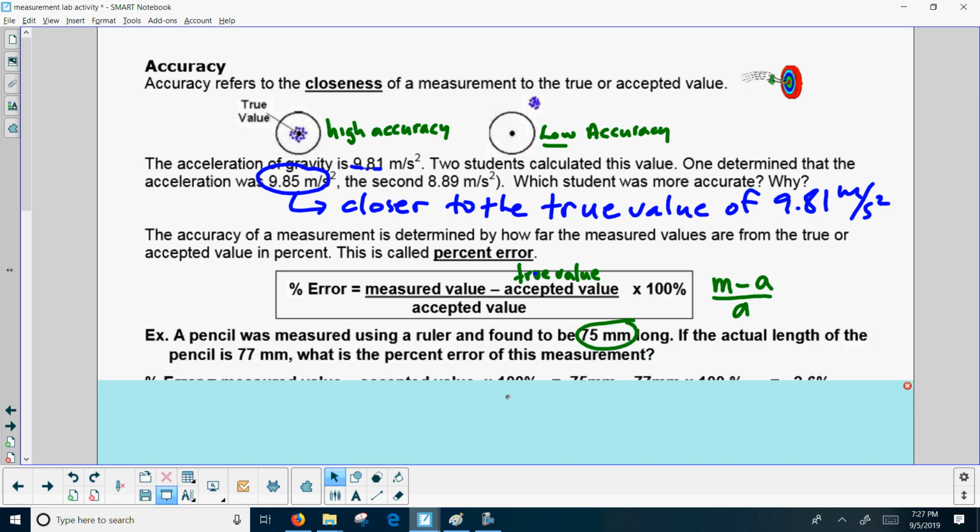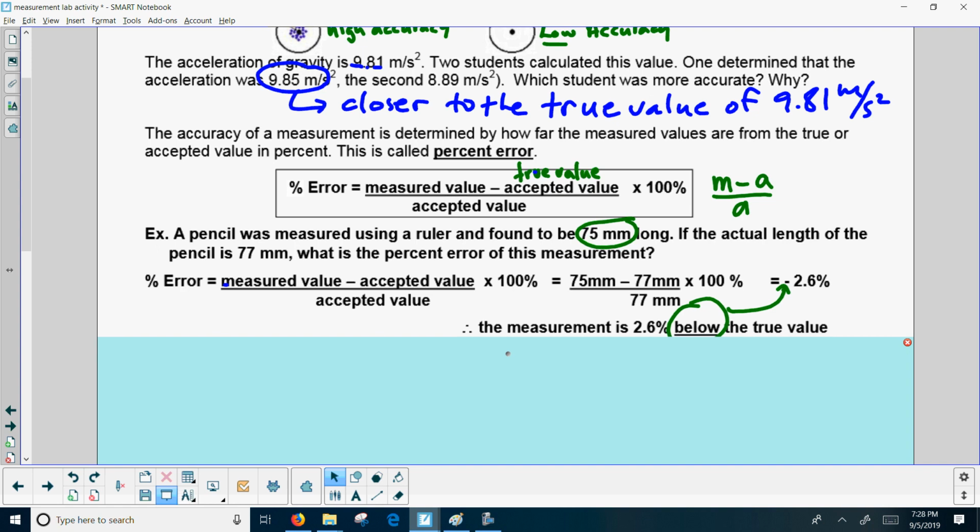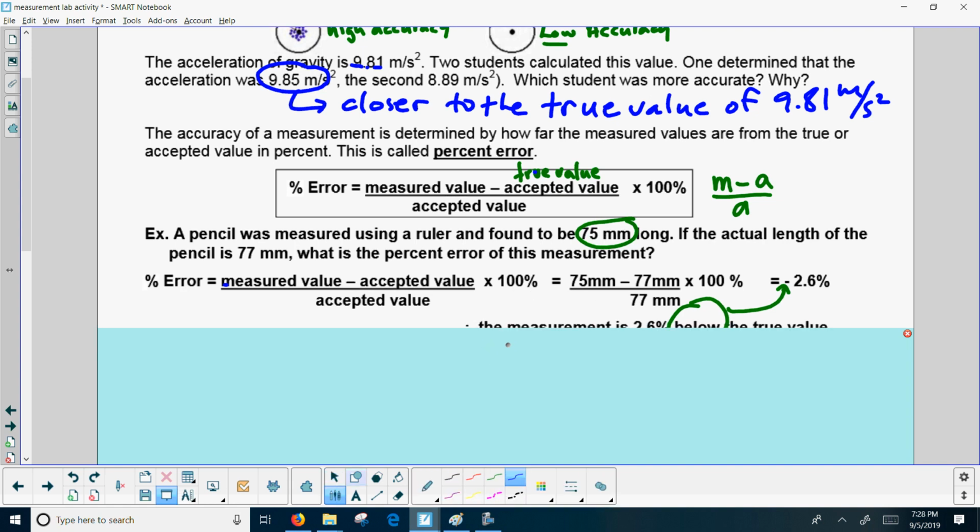So here's a great example. I have a pencil, and it was measured and found to be 75 millimeters long. The actual length is 77. How bad is this measurement? How accurate is it? So we're going to calculate percent error. We use the MA equation. The measured was 75. Let me just remind you of that. So this is my measured, and the accepted is 77. You find the difference, 2.